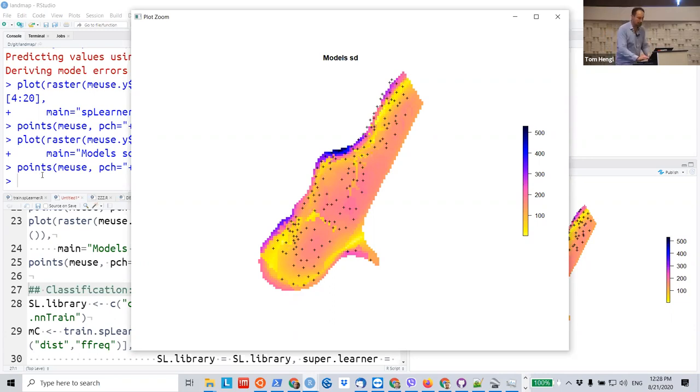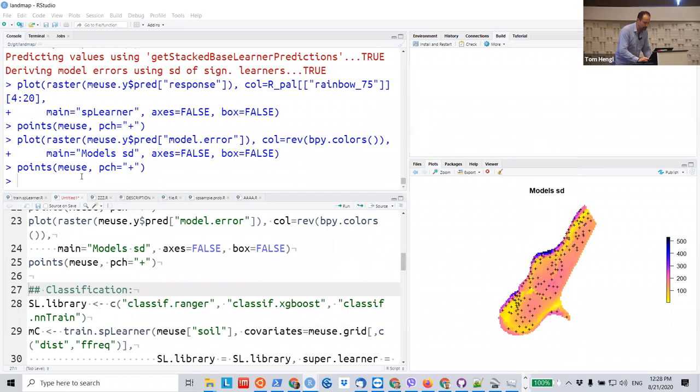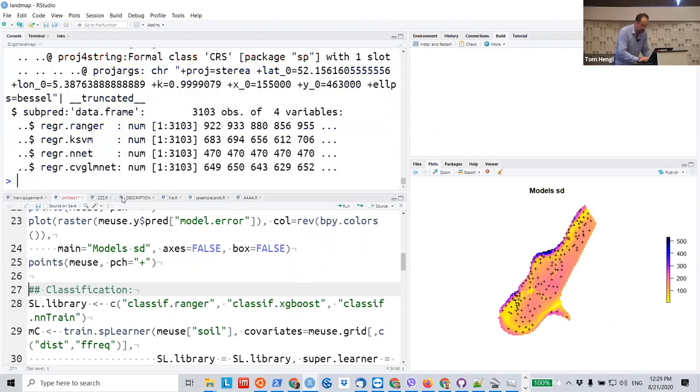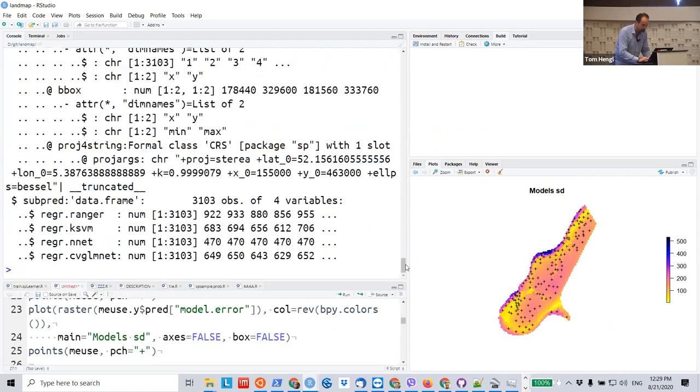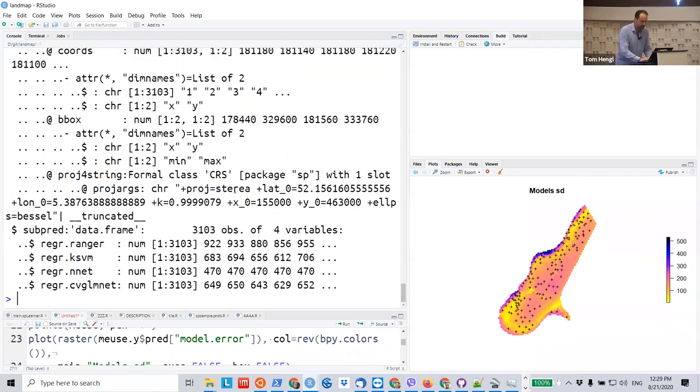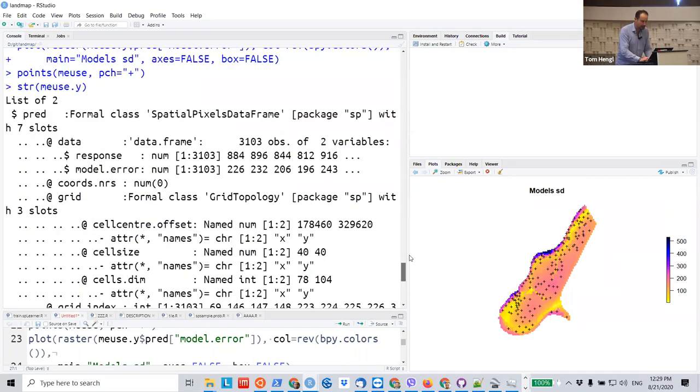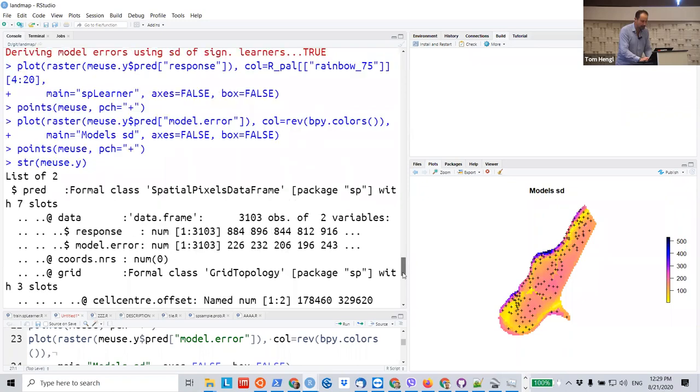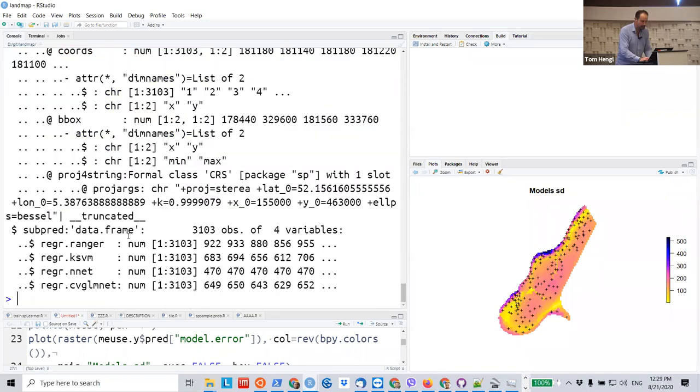So yes, good, let me show you that. When I make the prediction, I get this object, and it looks like this. The object is a spatial pixels data frame, so that's the prediction. And then these are the response values, and the model error is calculated as the variance between different models fitted independently using cross-validation. So it's kind of like bootstrapping, but with a small number. I only have like four.